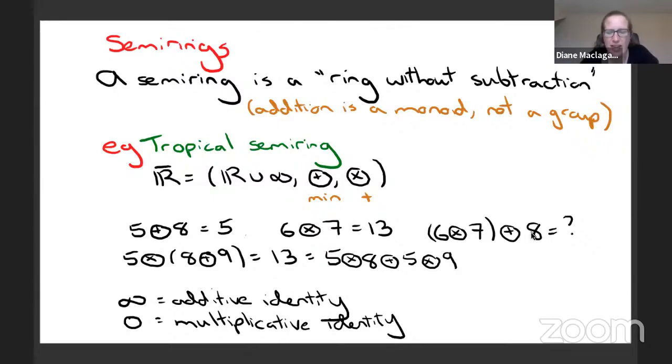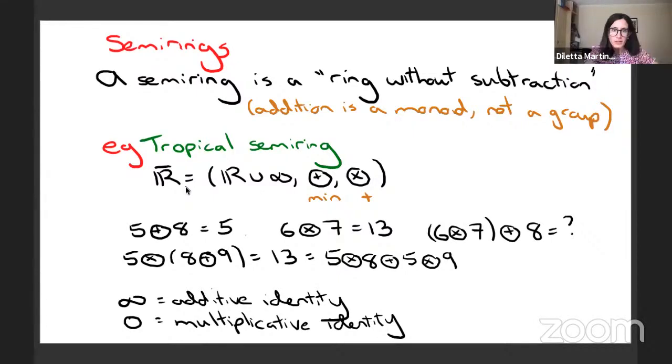Just to check that I have everyone on the same page, maybe we can pause and I can get some people to type in the chat. In tropical arithmetic, what would 6 times 7 plus 8 be? That's a good point to pause for some questions, and maybe some people could type in the chat what you think the answer is. I'll give you a moment to think.